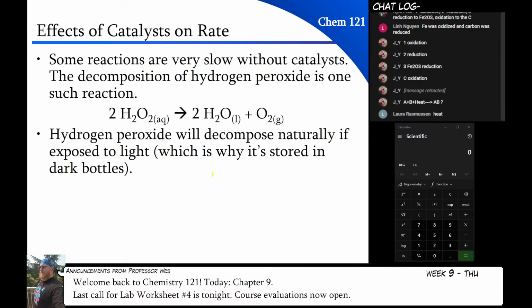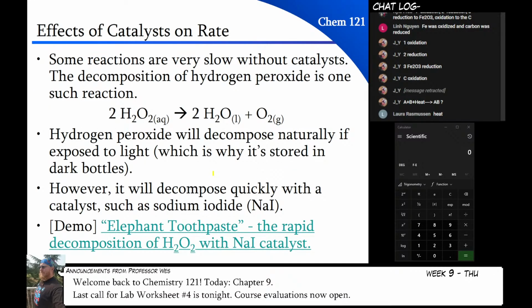We're going to look at a different catalyzed reaction. This is called elephant toothpaste, and you'll see why. This is the reaction of hydrogen peroxide decomposing to water and oxygen. This reaction will occur on its own, but it's extremely slow. Hydrogen peroxide is sold in these dark bottles, and then you store it under your cabinet where it's temperature controlled because we don't want it to decompose. We want it to stay hydrogen peroxide so we can use it for cleaning wounds and stuff, or gargling, or what.